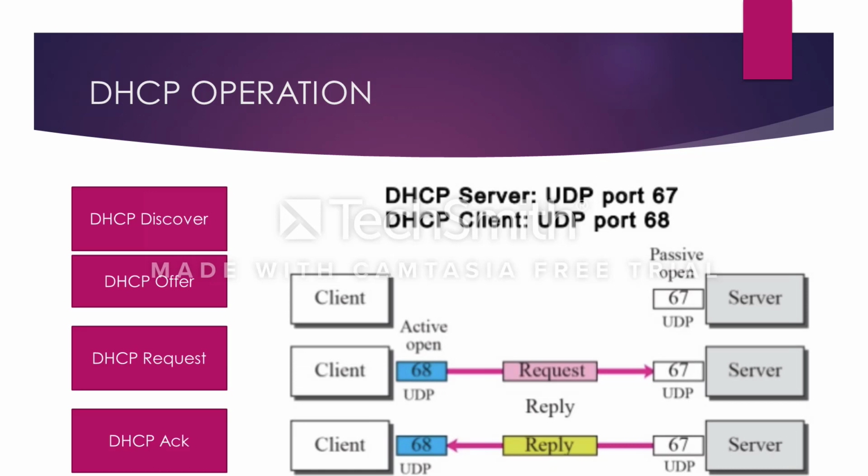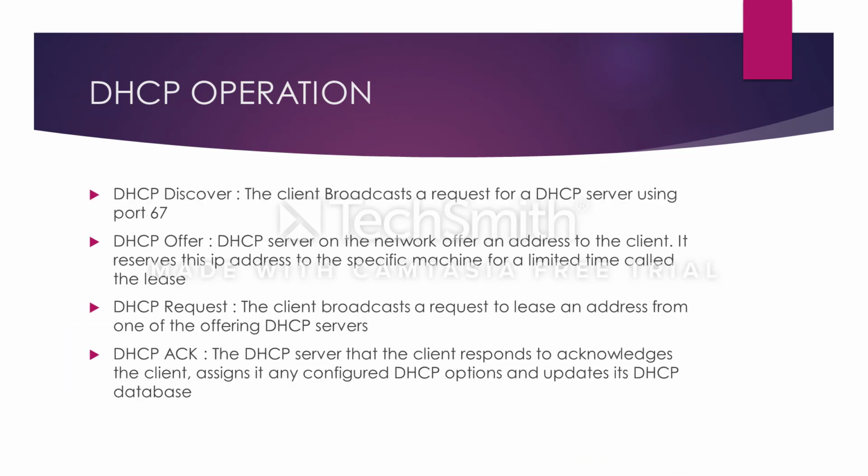And then the second step, we have the DHCP offer. The DHCP server on the network offers an address to the client. It reserves this IP address for the specific machine for a limited amount of time, called the lease time.